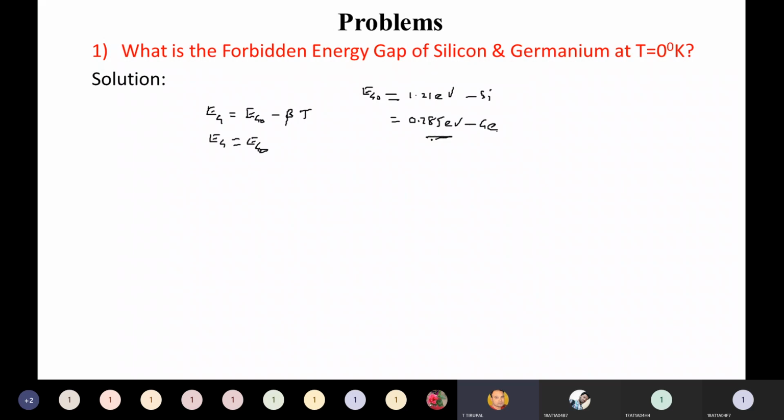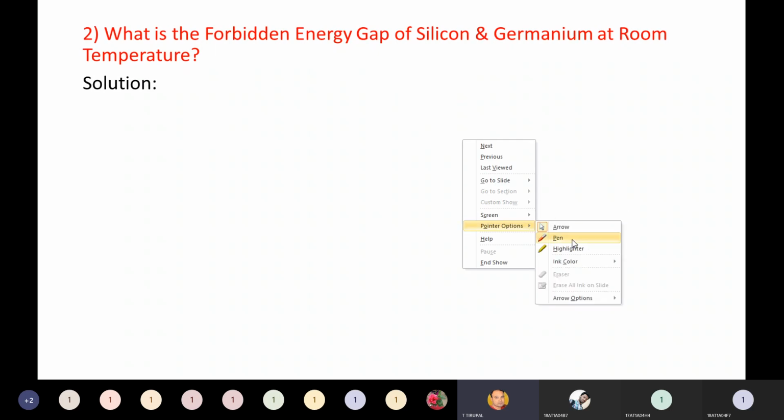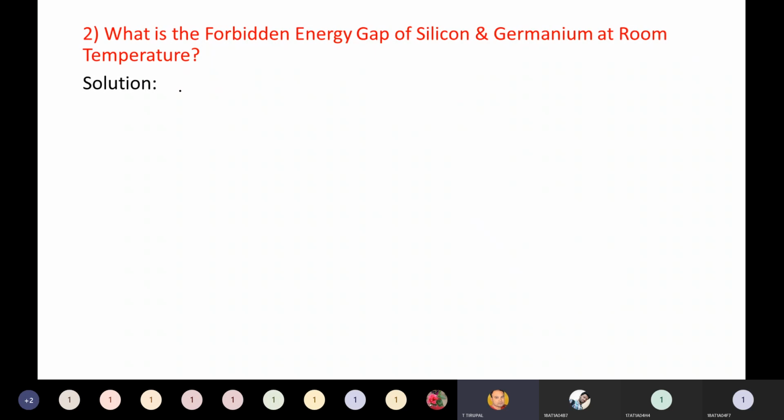So please do remember these two important values: 1.21 electron volts and 0.785 electron volts at 0 degree Kelvin. So this is the forbidden energy gap for silicon and germanium at 0 degree Kelvin, right? Next, the same problem. What is the forbidden energy gap of silicon and germanium at room temperature? How do you find an answer for this?